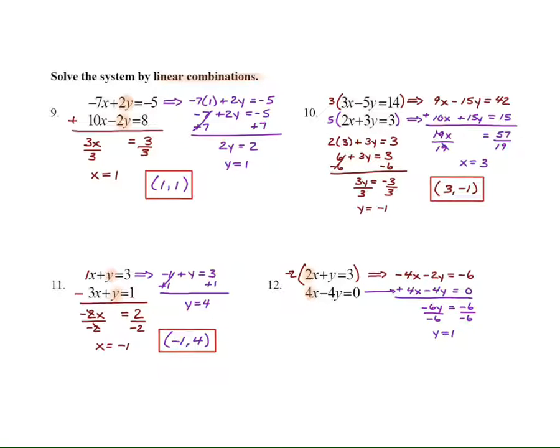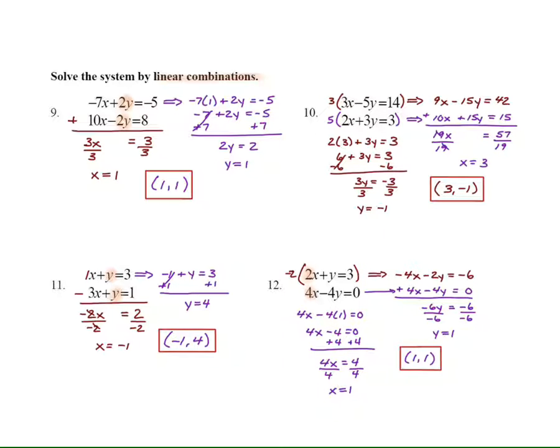Now that I have y, I'm going to put that somewhere in one of my original equations and solve. I'm going to use the bottom equation. It won't matter. 4x minus 4 times 1 is 0. So I get 4x minus 4 is 0, add 4 to both sides, and then divide by 4. So I should get x is 1. So my answer should be the ordered pair 1, 1.